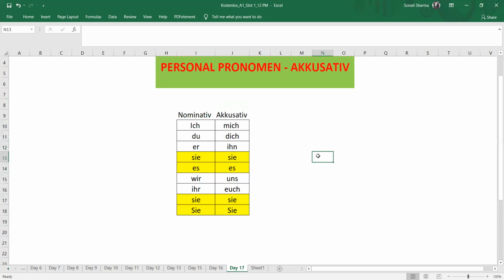So let's just revise once. Ich is changing into mich. Du is changing into dich. Er is changing into ihn. Sie is changing into sie. Again, not really changing, but we don't have any change here. So sie is sie, no change. Es is again es, no change. Next is wir. So wir is uns. Ihr is euch. Sie is sie, and Sie is Sie. So in these four cases, we have no change.